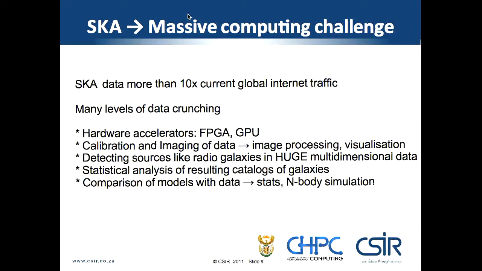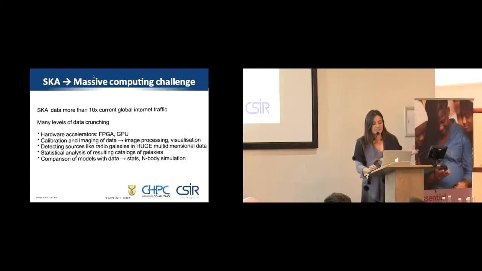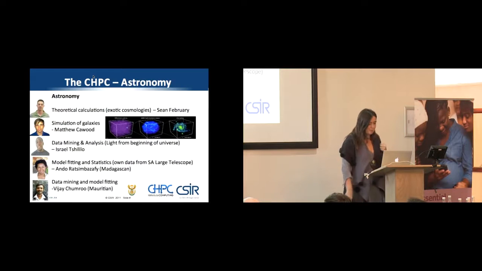And there are just so many levels of data crunching. So at the Center for High Performance Computing, we tackle some of those, not all of them. But particularly, I work at the sort of end there, where we do statistical analysis of big catalogs of data. We do big N-body simulations so that we can do modeling. You know, there's theory and we've got data, and we need to do lots of modeling and stats in between to decide if your theory actually describes the nature of dark energy, or whatever it is you're trying to probe.